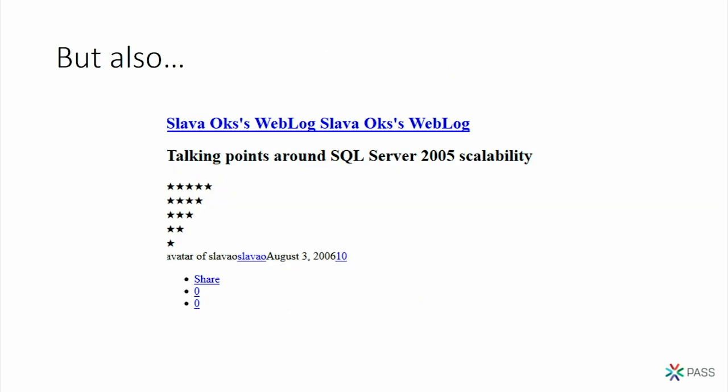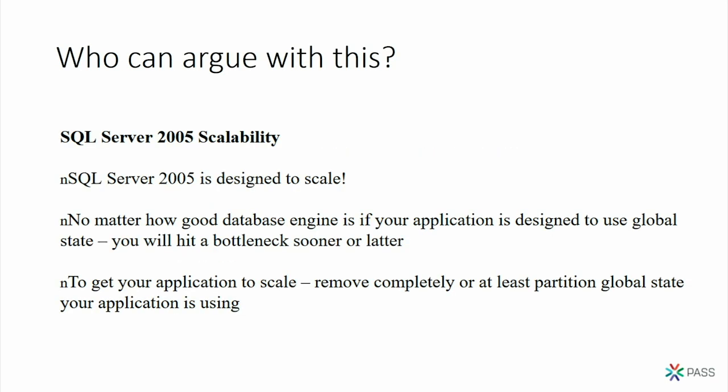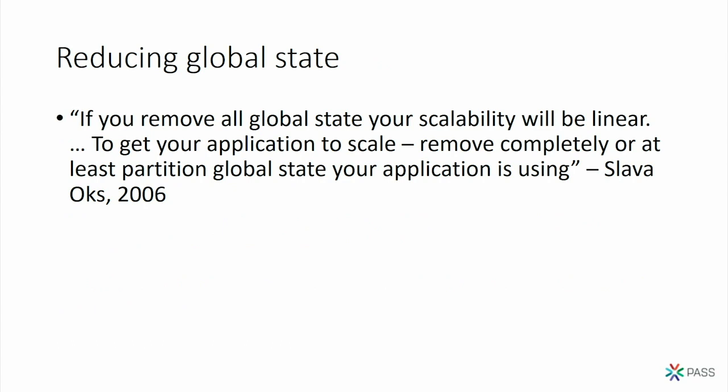Our friend Slava returns. He wrote a post on his weblog, because that's what we called it back then, or I was in high school, so I didn't call it that. But Slava talked about SQL Server 2005 scalability. And I mean, who can argue with this, right? SQL Server 2005, designed to scale. Now, the important quote, the hidden gem, which is findable only through those internet cache sites: if you remove all global state, your scalability will be linear. To get your application to scale, remove completely or at least partition global state your application is using.